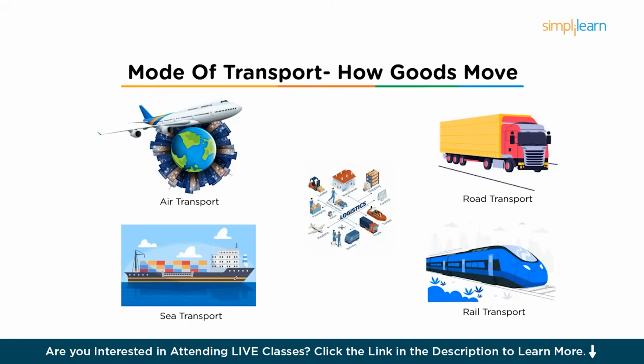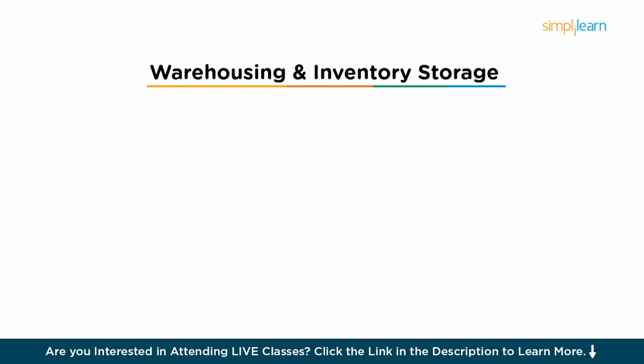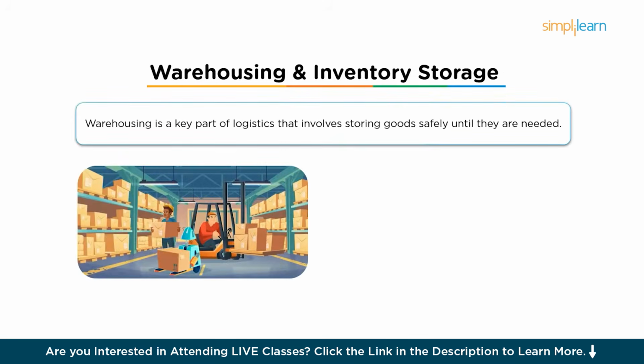So after understanding modes of transport, let's learn warehousing and inventory storage. So warehousing is a key part of logistics that involves storing goods safely until they are needed. It acts as a hub between production and consumption. So why is warehousing needed? The first one is balance supply and demand. Production might not always match customer demand exactly. Warehouses store extra goods for when they are needed.